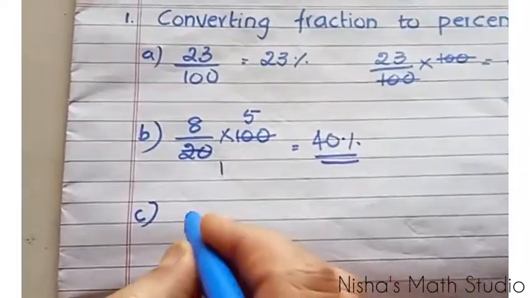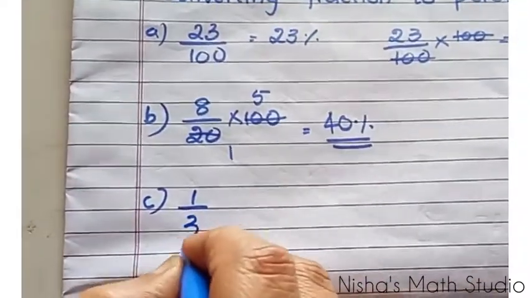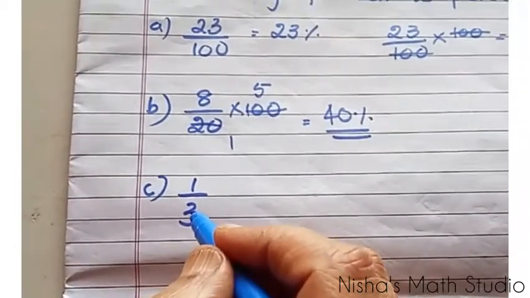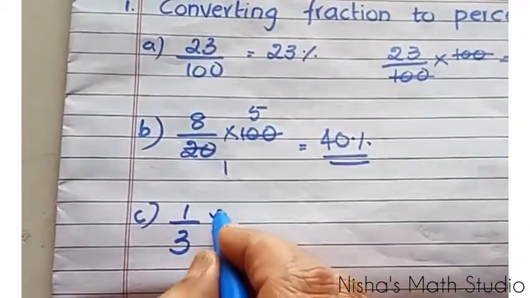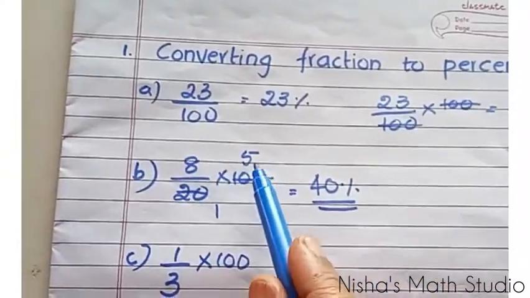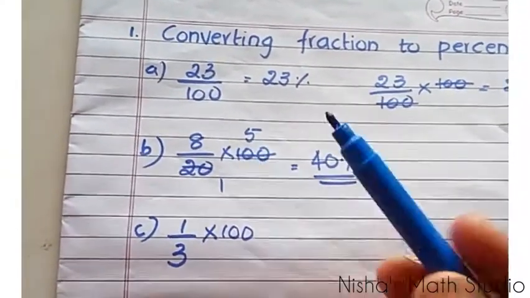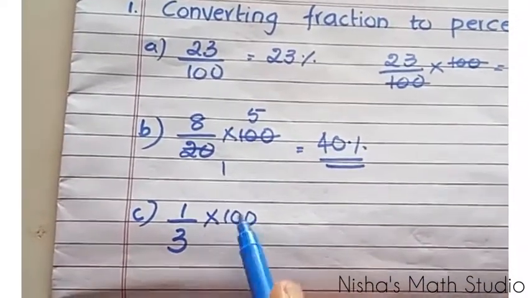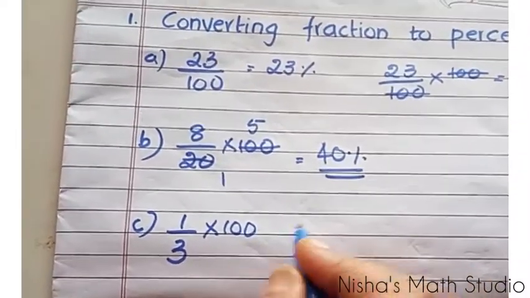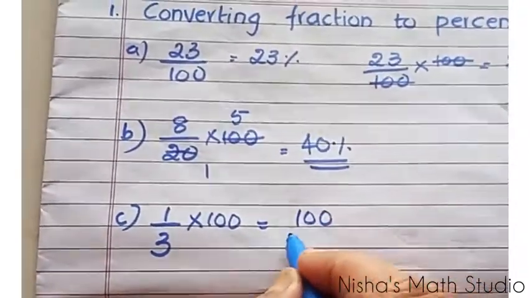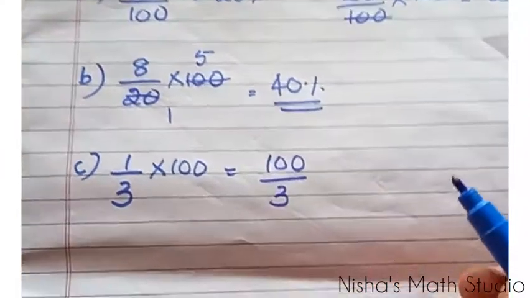We will take 1 by 3. Now 1 by 3 is a fraction which I need to convert into a percentage. What do I do? I multiply it with 100. But in the earlier case 20 would divide 100, isn't it? But here it is not. 3 is not a factor of 100. So we can't divide it, we'll get a decimal point. So what will I do? 100 ones are 100 by 3. I got an improper fraction.